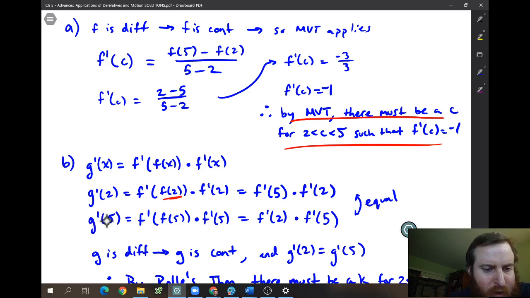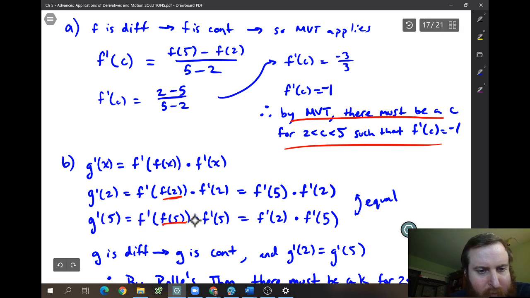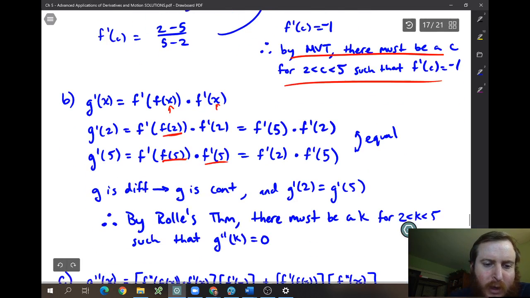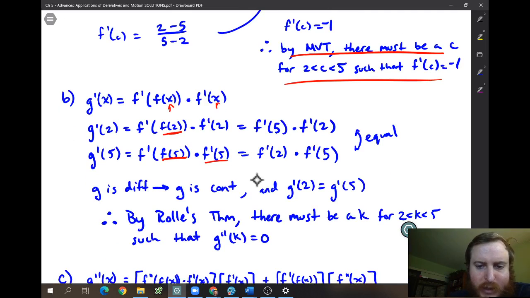But let's try g prime of 5. So g prime of 5 equals f prime of f of 5, right, f of x, times f prime of 5, right, we're plugging in for x. And again, we can plug in, f of 5 is 2. So you get f prime of 2 times f prime of 5. You'll notice those are exactly the same. They're switched, but they're the exact same thing. They're equal. So g is differentiable, it's continuous, and g prime is equal to g prime.